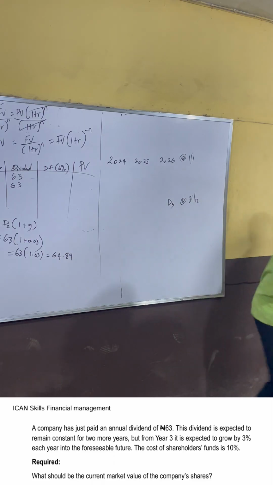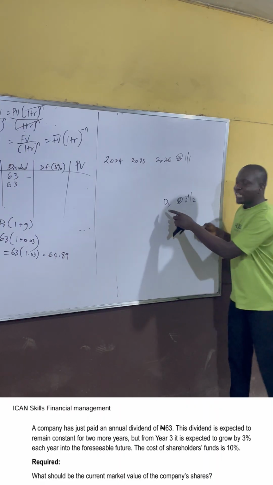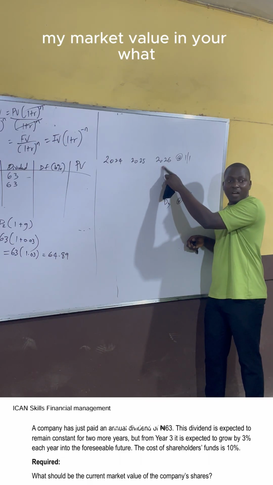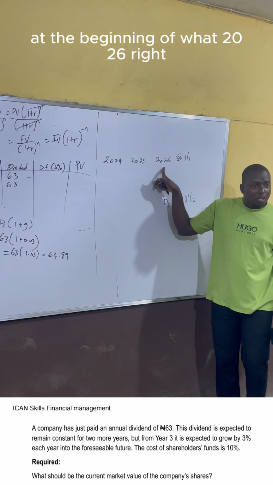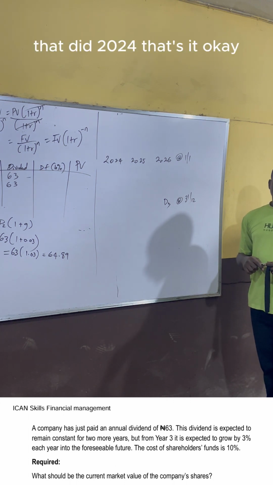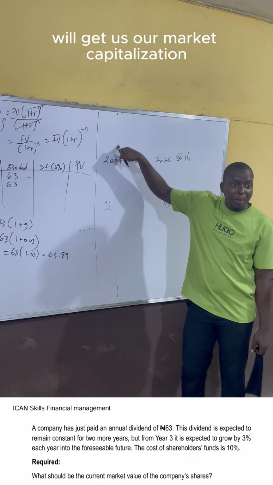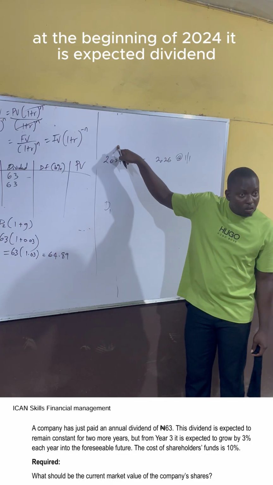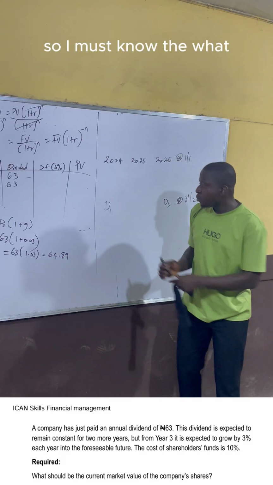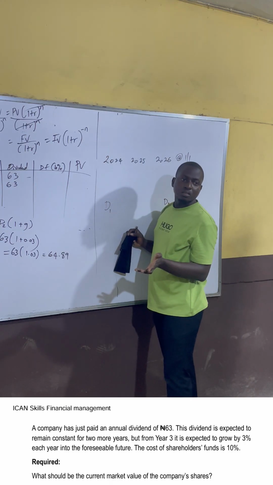So now, my discount for year 3 will get me my what? My market value in year what? At the beginning of what? 2026, right? Okay. D1, dividend 1, will get us our market capitalization at the beginning of 2024. It is the expected dividend that will give you the market value at the beginning. So I must know the dividend at the end of that year to get the market value at the beginning. That's what we are saying.